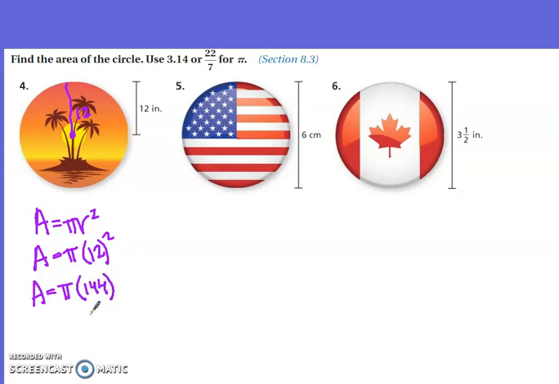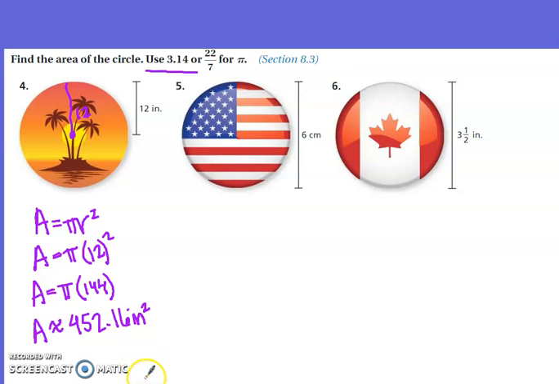You'll also notice that these instructions are very clear. Use 3.14 or 22/7 for pi. Use 3.14 for pi if it tells you to. So when I do that, I'm going to get approximately 452.16 square inches.